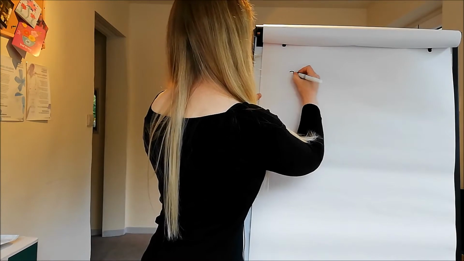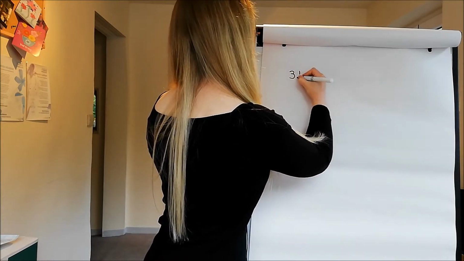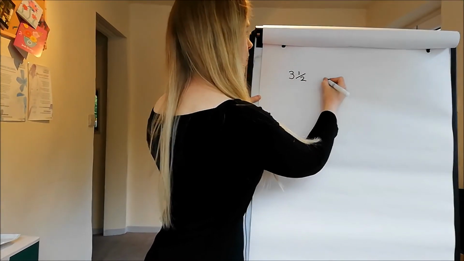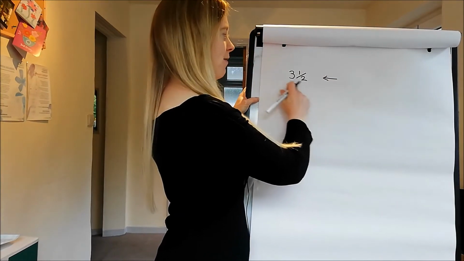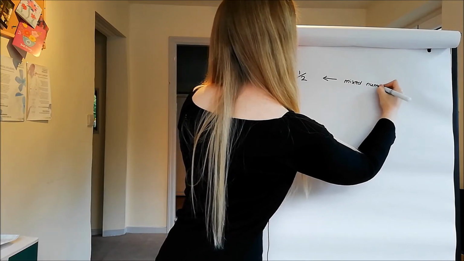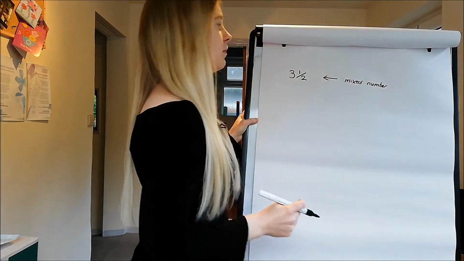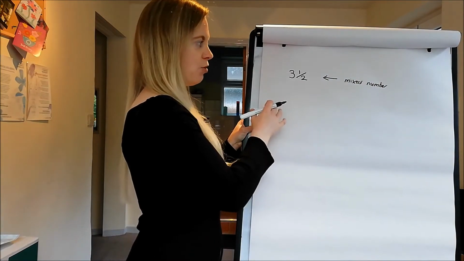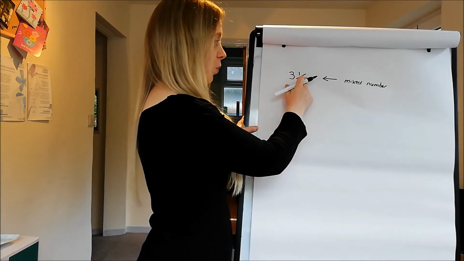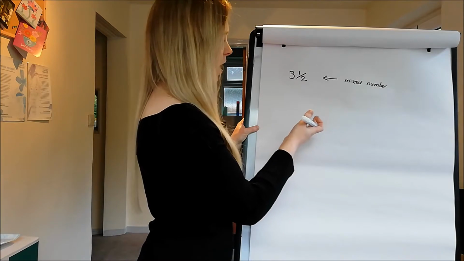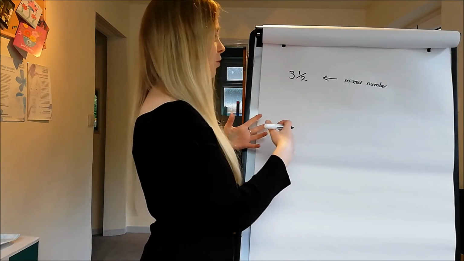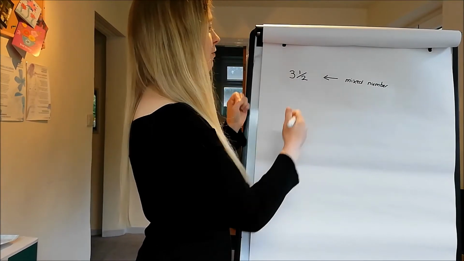And then if you write down the number 3.5 and just put an arrow at it and put mixed number. So a mixed number is a number that has a whole number and a fraction part as well. So 5.5, 3 1/3, 20 1/4, they would all be mixed numbers because they've all got a whole bit and a fraction.